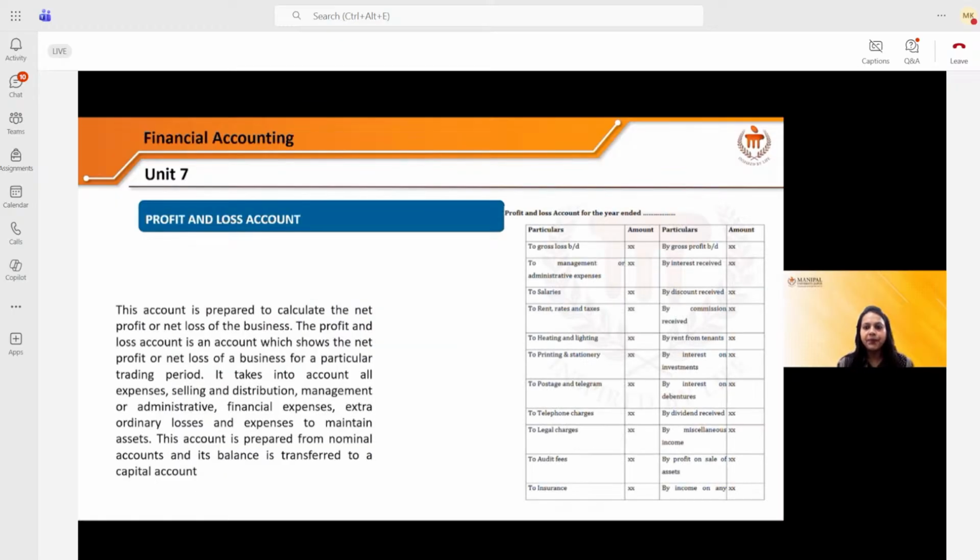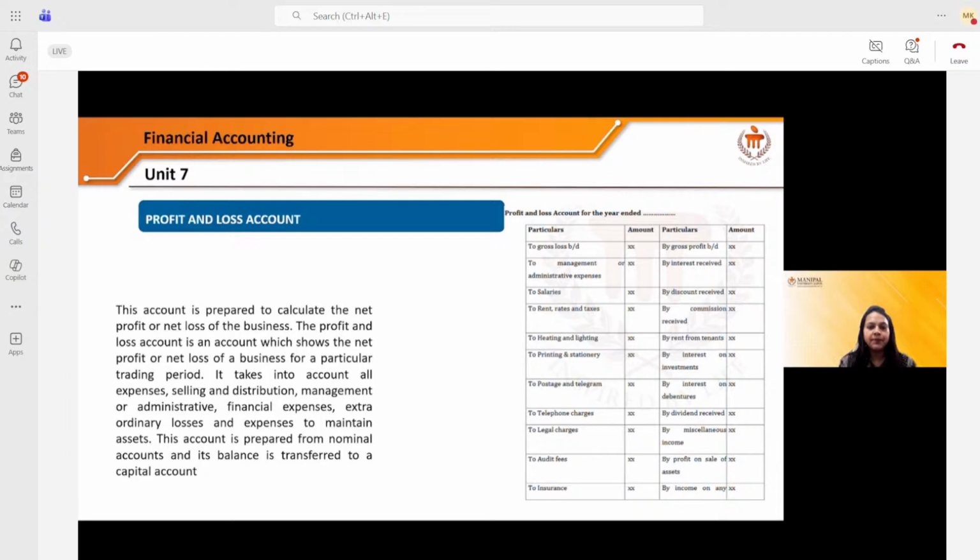Please take the screenshot of the format of the profit and loss account so that you will understand which transactions come in the debit side and which transactions come in the credit side. I already defined everything in the previous lecture, because today's session is only for the numerical. I am just going through the previous session so that you will be connected. The profit and loss account is not completed in this slide, so I'm moving to the next slide as well.